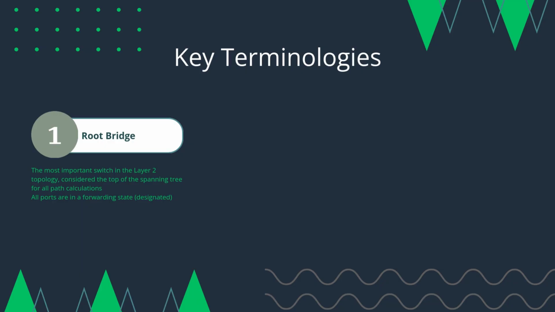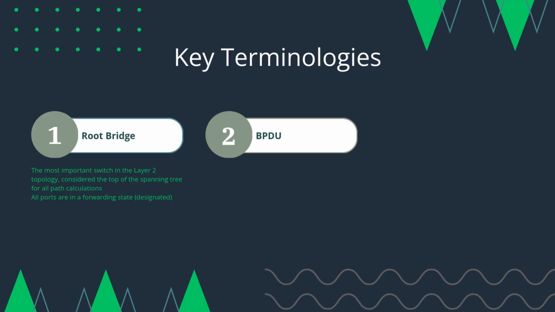Here's what makes it special. All ports on the root bridge are in forwarding state. None of them are blocked, because by definition, any path through the root bridge cannot create a loop. Next, BPDUs, Bridge Protocol Data Units. These are the network packets that switches use to communicate topology information.